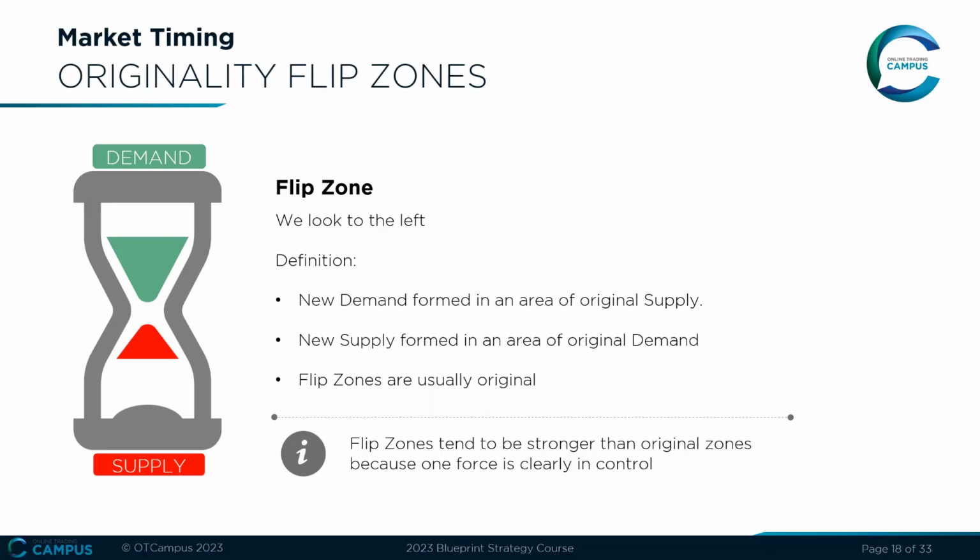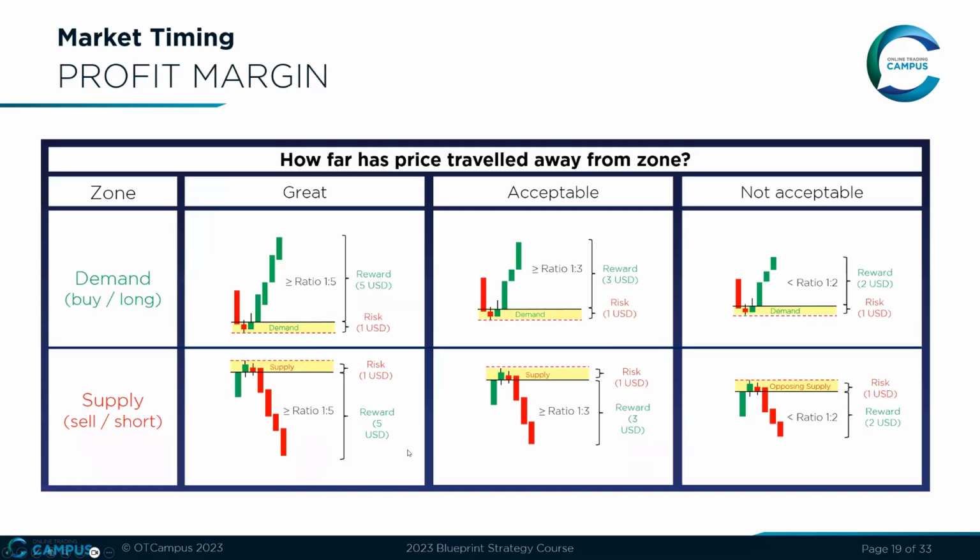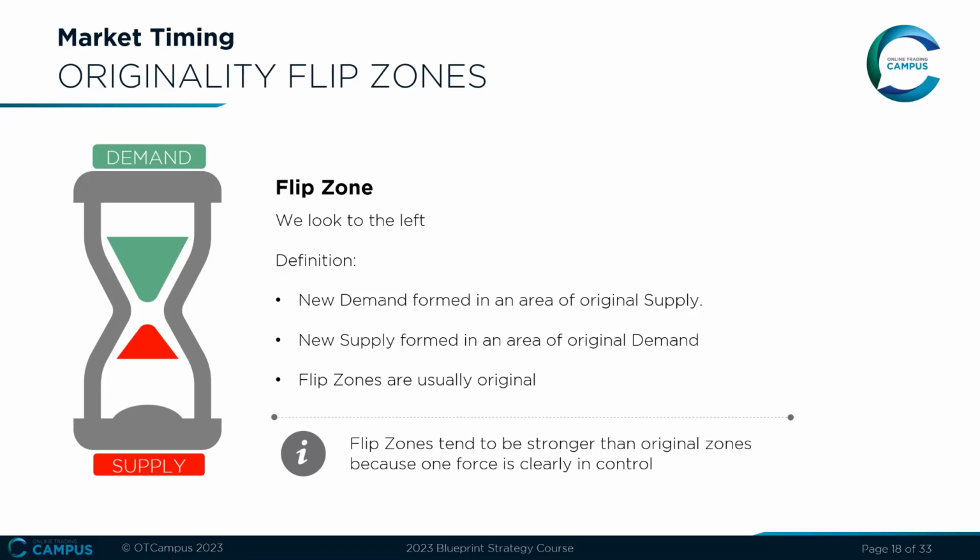So there was supply before, which meant the sellers are in control. And then the buyers are pushing through supply, and in the process, they're creating new demand, which means there has now been a switch of control. Now the buyers have gained control. And those original flip zones tend to be extremely strong.